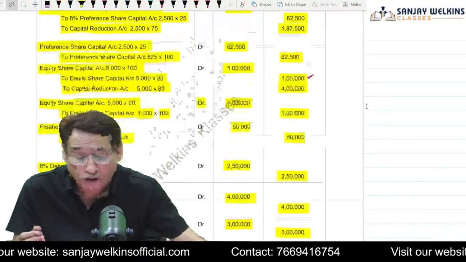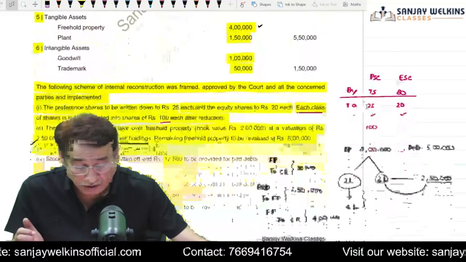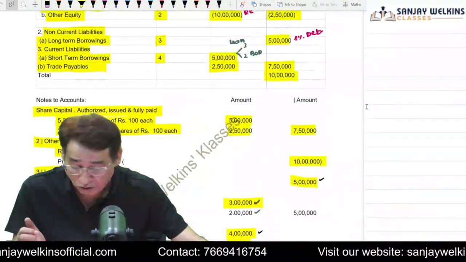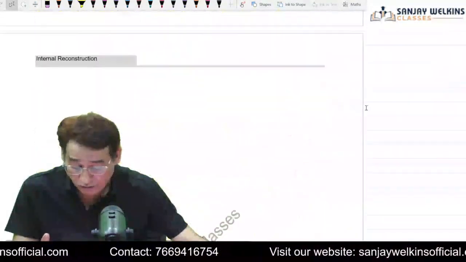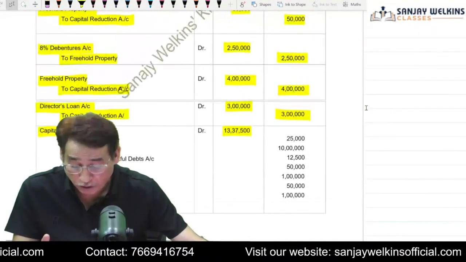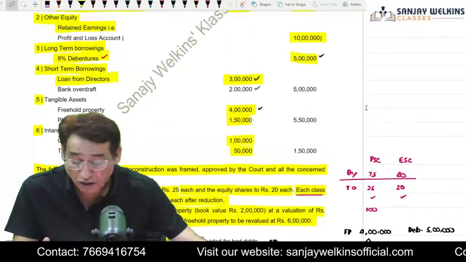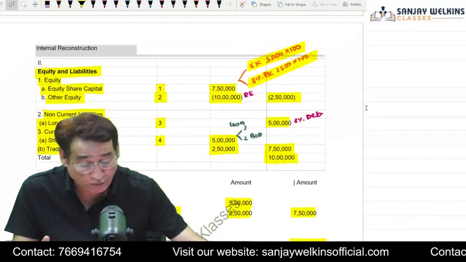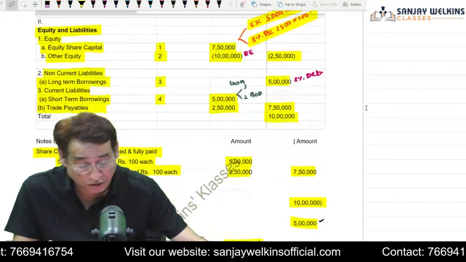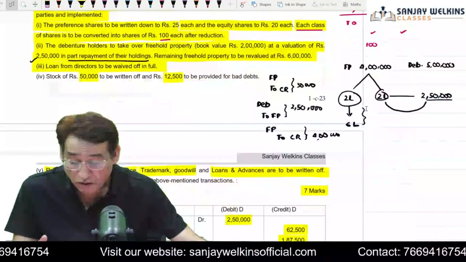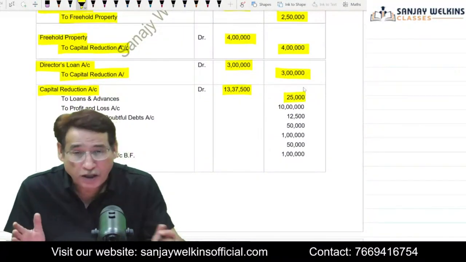And as per the information, there is one more item, loans and advances, which I think is given in the question. It was loan from director. Was there any loans and advances in the question? Let me check it, because it could be a possibility. I have written here 25,000. There must be some amount with respect to loans and advances, but it is not given. Trade payables are given. And director's loan was how much? Short-term director's loan, 3 lakh. And loan from director to be waived off in full. Actually, some loans and advances figure is appearing, but it is not mentioned here. I will check it again.